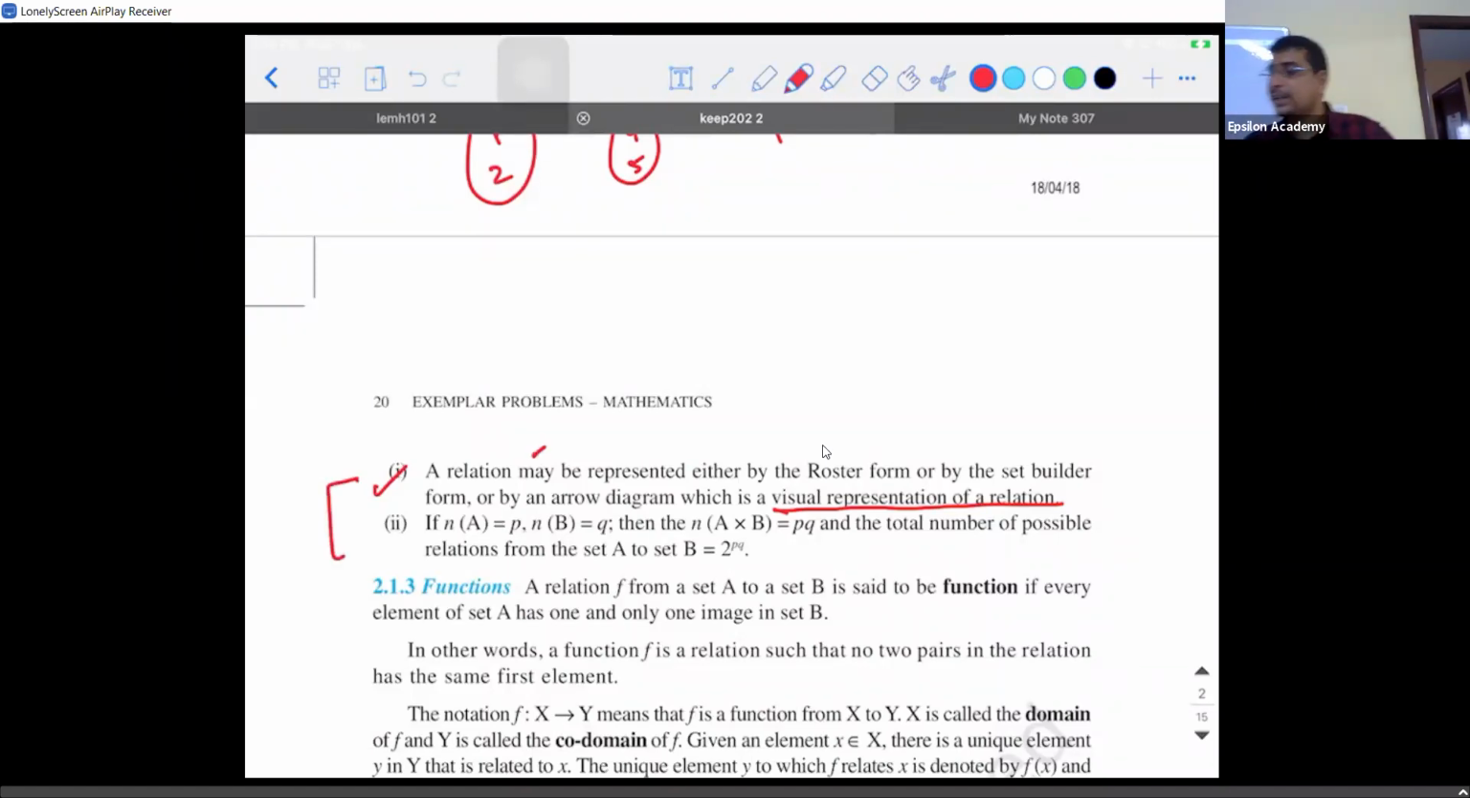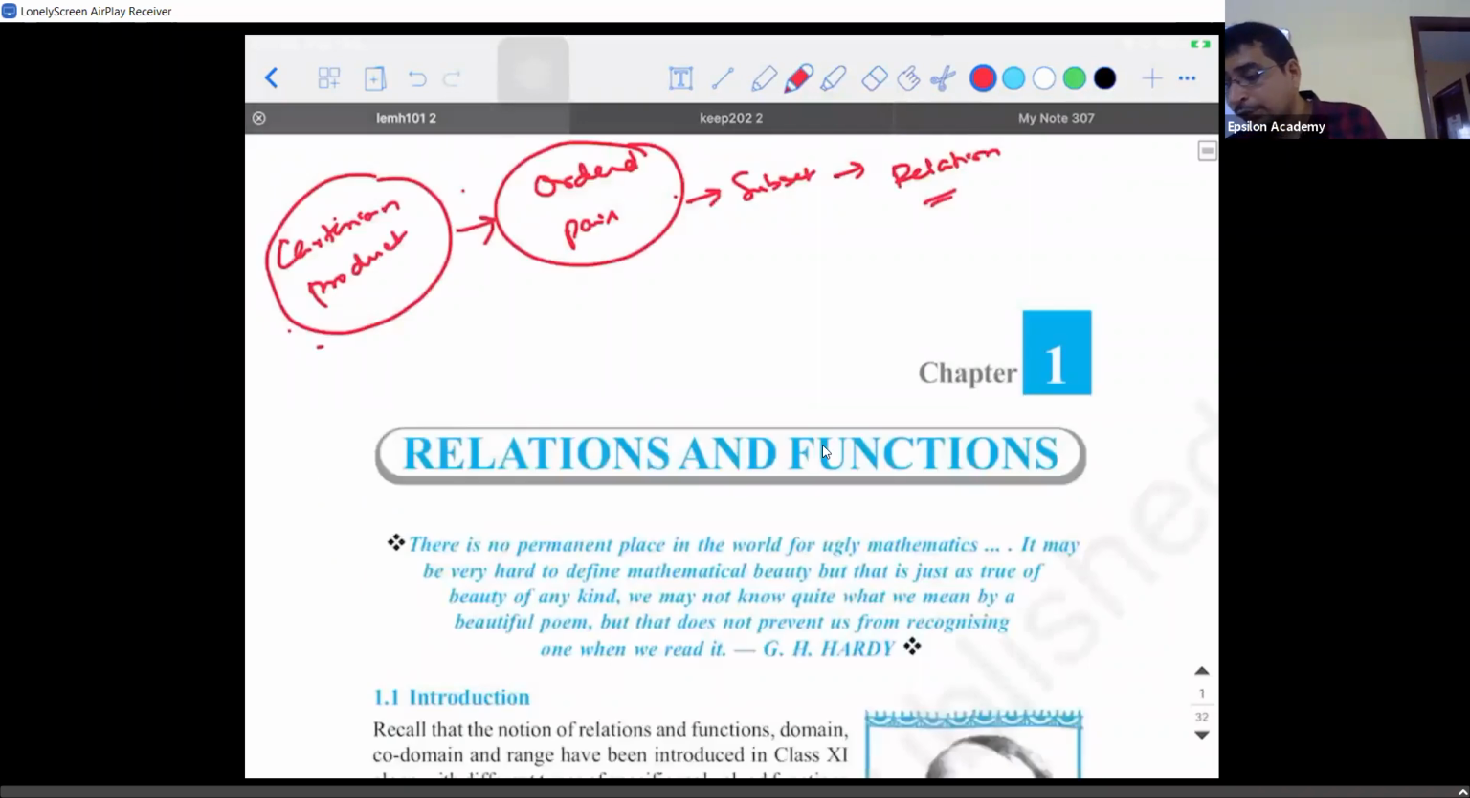A relation may be represented either by the roster form, or by the set builder form, or by an arrow diagram, which is a visual representation of a relation that we will see slowly. If the number of elements in set A is P and the number of elements in set B is Q, then the number of elements in the Cartesian product will be P into Q, and the total number of possible relations from set A to set B will be 2 power P into Q. Have this point in your mind. So this is the basic thing about relations from your 11th standard. Now, how we are going to learn it in your 12th standard is what we are going to see now.